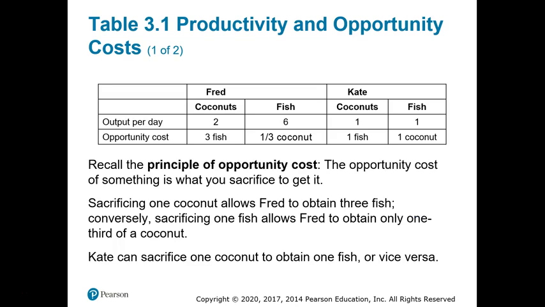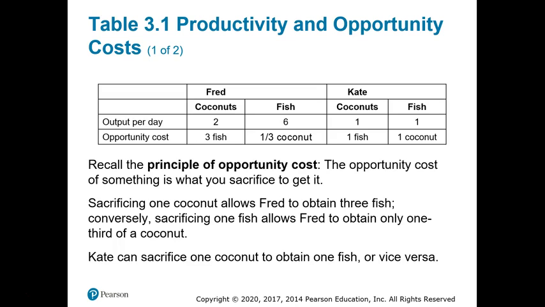All right, so if we look at this chart, it compares Fred versus Kate. Fred's good with both coconuts and fish. We see that he does 2 coconuts where Kate only does 1. He does 6 fish where Kate only does 1. But how can Fred help Kate? And this is where international trade comes into play. If Kate was good at the opposite of what Fred is, this would be very simple. But that's not the case in this situation.